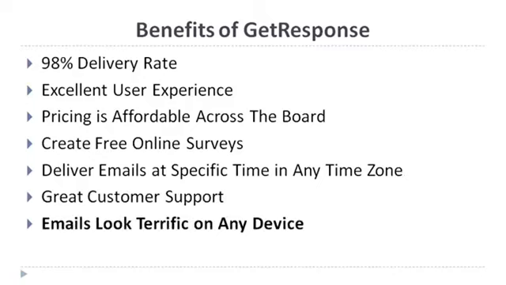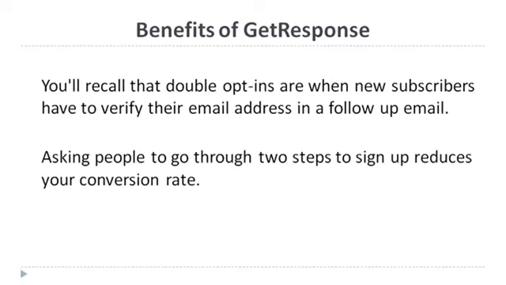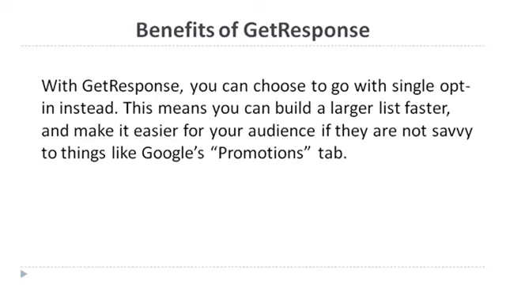In addition, emails look terrific on any device. Many autoresponders have a difficult time generating emails that look good on mobile devices and tablets. GetResponse takes care of this for you. But most importantly, double opt-ins are optional. You'll recall that double opt-ins are when new subscribers have to verify their email address in a follow-up email. Asking people to go through two steps to sign up reduces your conversion rate. With GetResponse, you can choose to go with single opt-in instead. This means you can build a larger list faster and make it easier for your audience if they're not savvy to things like, say, Google's promotions tab.